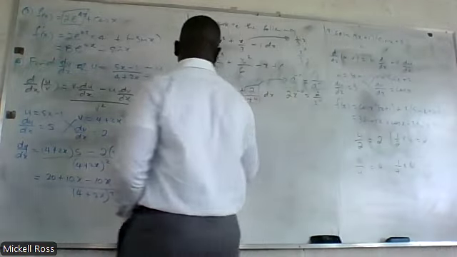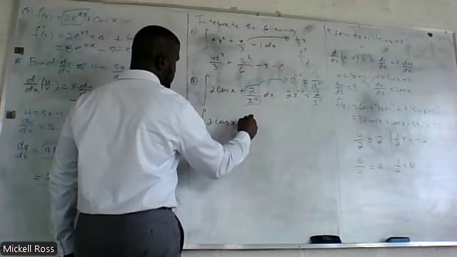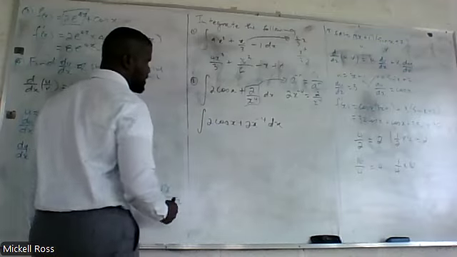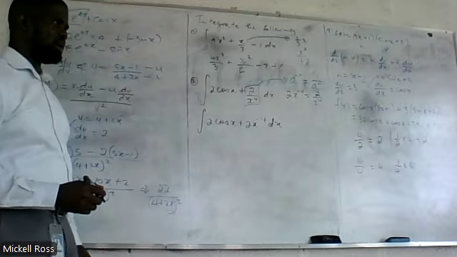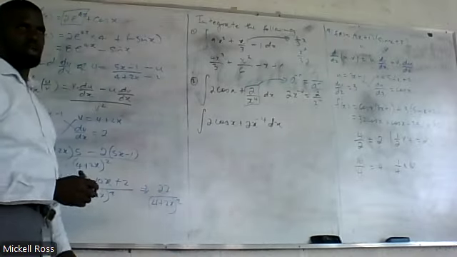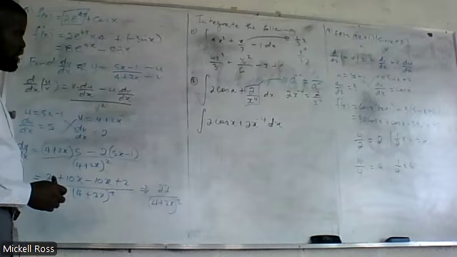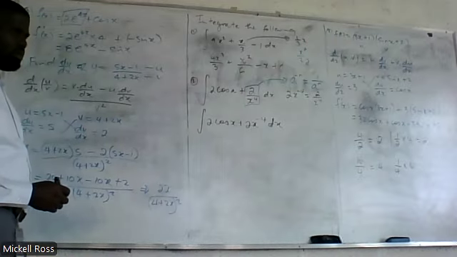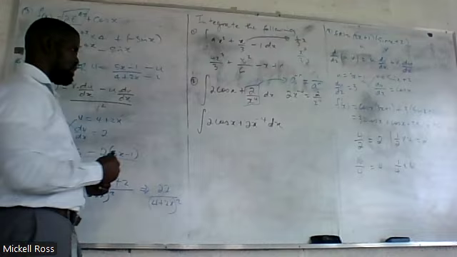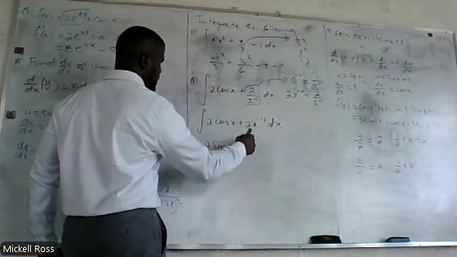So another way of writing this is the integral of 2 cos x plus 2x to the negative 4 dx. Integrate, add 1 to the power, divide by the new power. But the integral of cos, which is a trig function, is going to give us what? The integral of cos? Sine. So we're going to get 2 sine x.